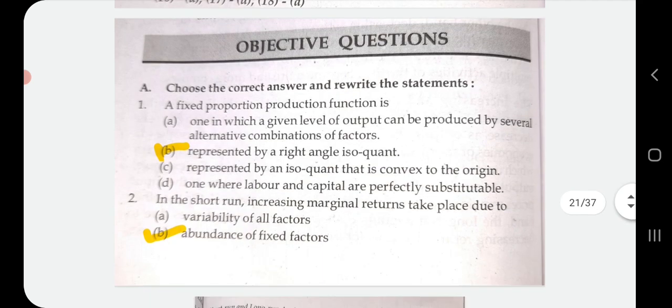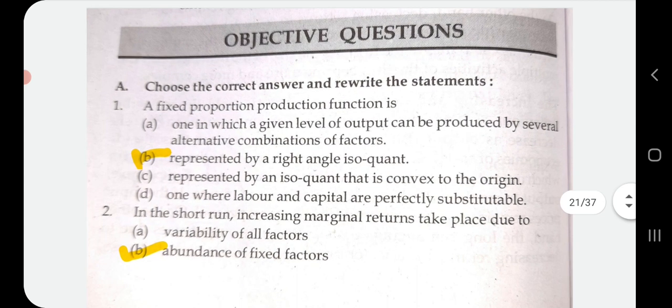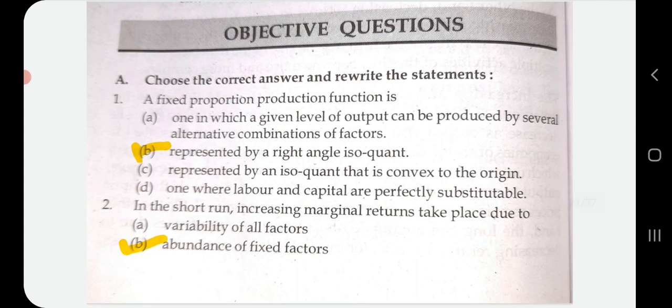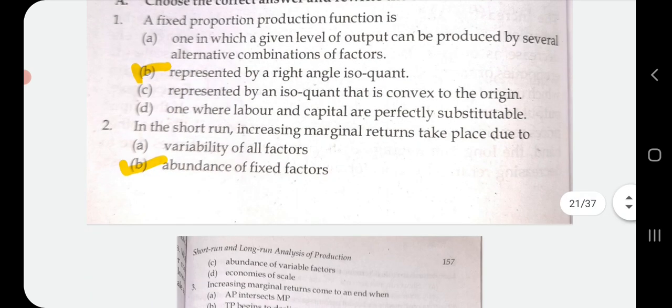Okay, next question is on production analysis. A fixed proportion production function is represented by a right angle isoquant. Second question: in the short run, increasing marginal return takes place due to abundance of fixed factors.